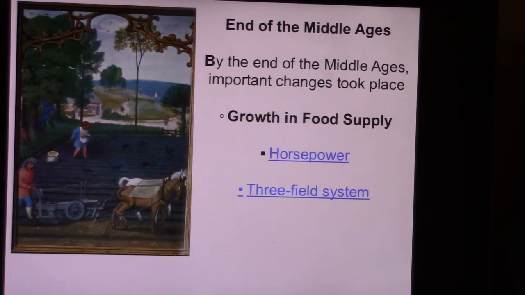So we have the end of the Middle Ages. And by the end of the Middle Ages, we have a couple big changes that are going to take place as the result of the Crusades. Number one, you may find it a little thing, we have the creation of horsepower.